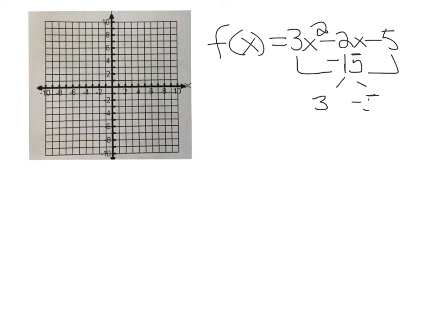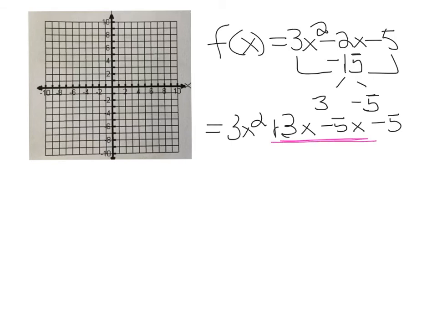So now I can rewrite my equation: 3x squared plus 3x minus 5x minus 5. And I just want you to note for a second, I haven't changed anything, because when you combine like terms right here in this pink underline, you're going to get back to your negative 2x. So now I'm going to do factor by grouping. You take the first two terms and make them a group. You take the last two terms and make them a group.